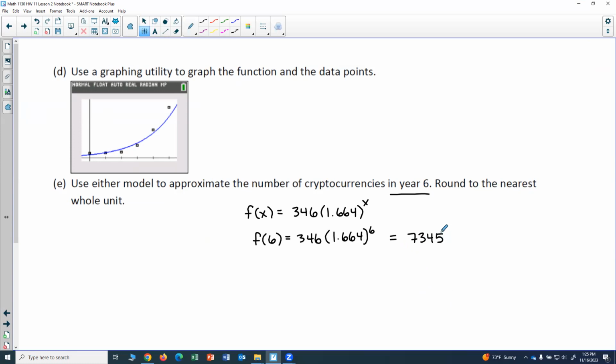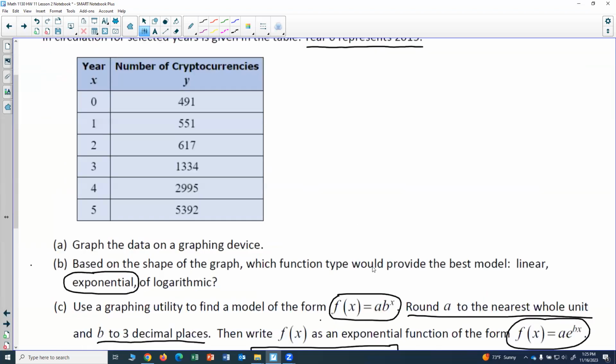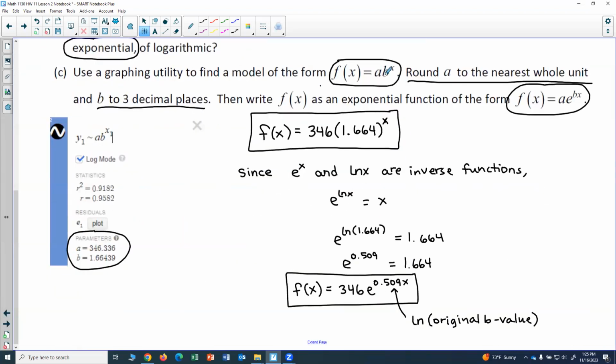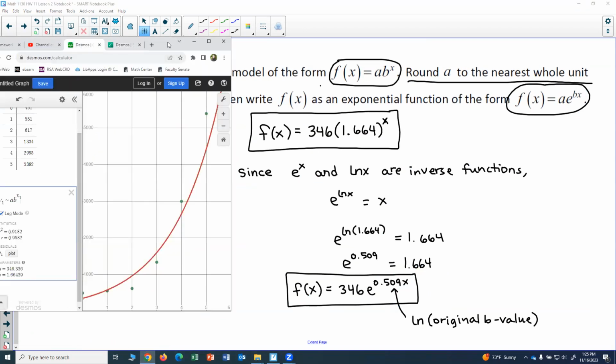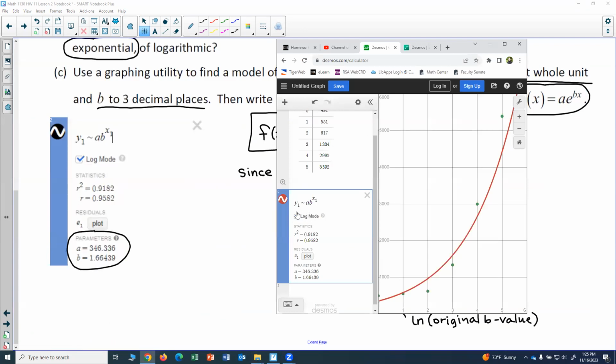And that's all there is to exponential regression. The hardest part is remembering that when you're changing from the a times b to the x form to the form a times e to the bx, that new b value is going to be the natural log of your original b value. Also, when you're doing the exponential regression in Desmos on the calculator, be sure that you're clicking that log mode button, otherwise your values will come out incorrectly.